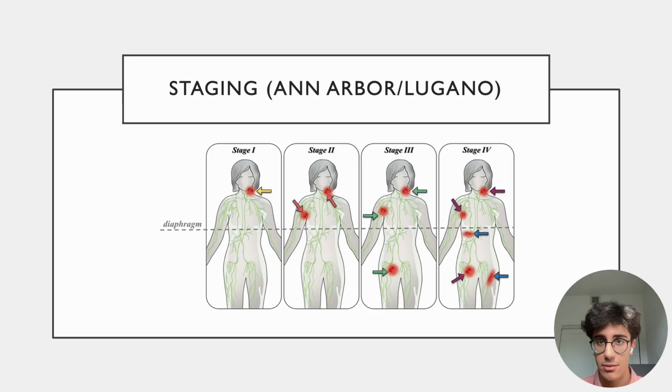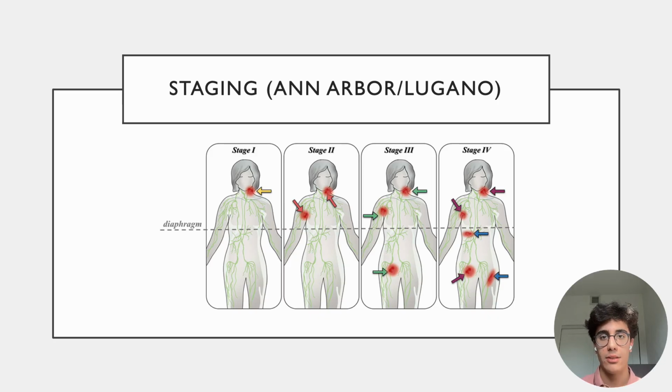Ann Arbor staging system, which was later refined by the Lugano classification that incorporates PET findings. It describes how far lymphoma has spread using a number of 1 to 4 plus a letter A or B and sometimes additional modifiers. In our case, it's the letter E, which I'll talk about.